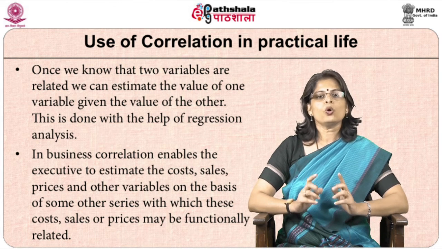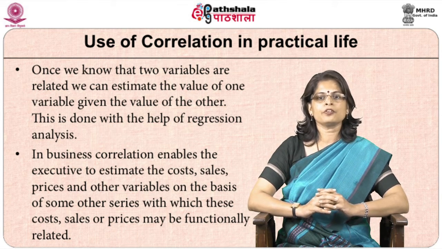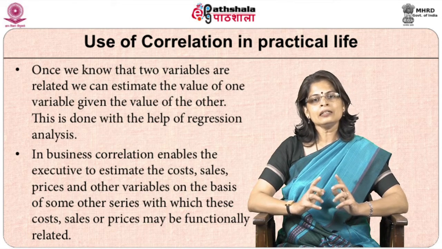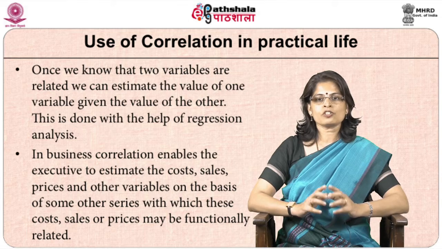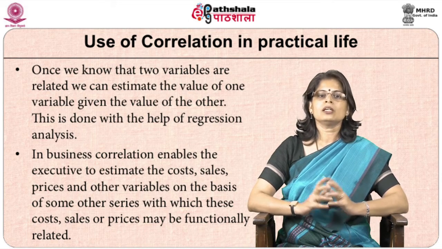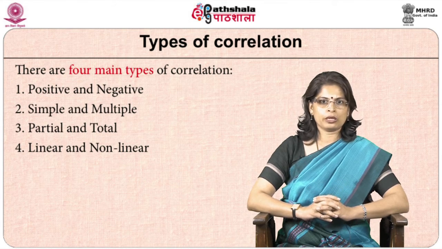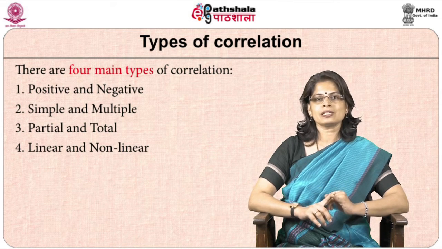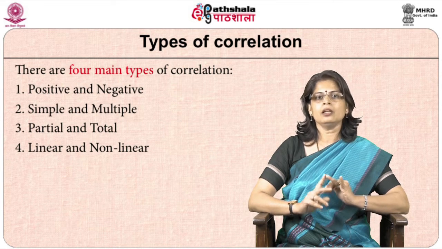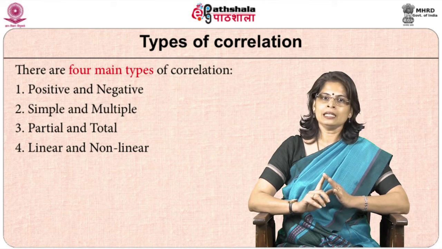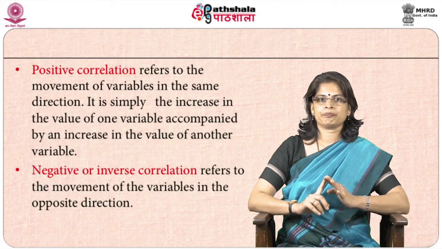In business, correlation enables the executive to estimate the costs, sales, prices and other variables on the basis of some other series with which these may be functionally related. There are four main types of correlation. First, positive and negative. Second, simple and multiple. Third, partial and total. And the fourth one, linear and non-linear.